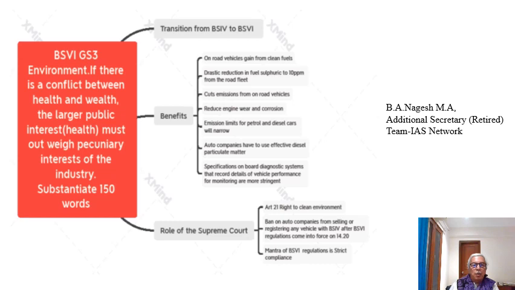So for a discussion on the transition from BS4 to BS6, we spoke of the objectives behind this transition, how this helped policymakers take a quick decision. Then we spoke of the benefits. Then in one part of the answer, we highlighted the role of the Supreme Court, Article 21. We said how it is the right of every individual to have a clean environment. We spoke of the environmental activists. We spoke of the National Green Tribunal.